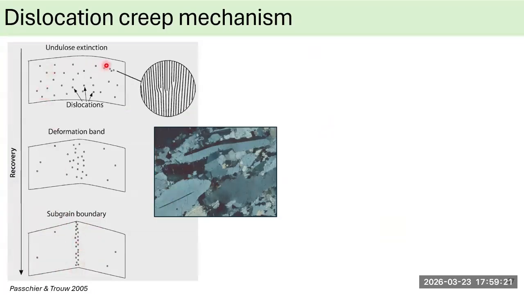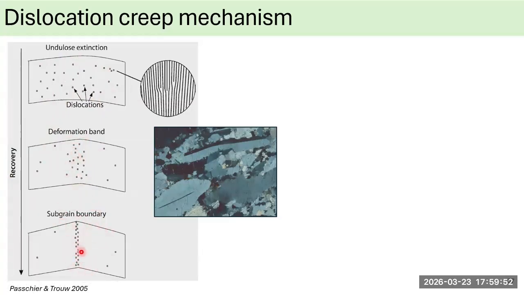You might have heard about undulatory extinction in quartz. This looks something like this. When you turn your microscope stage, the quartz goes extinct in a wavy way. And this is because dislocations within that quartz are distributed all around the crystal. But as you start to recover your rock from the strain, these dislocations are arranged in arrays, either deformation bands or finally subgrain boundaries.